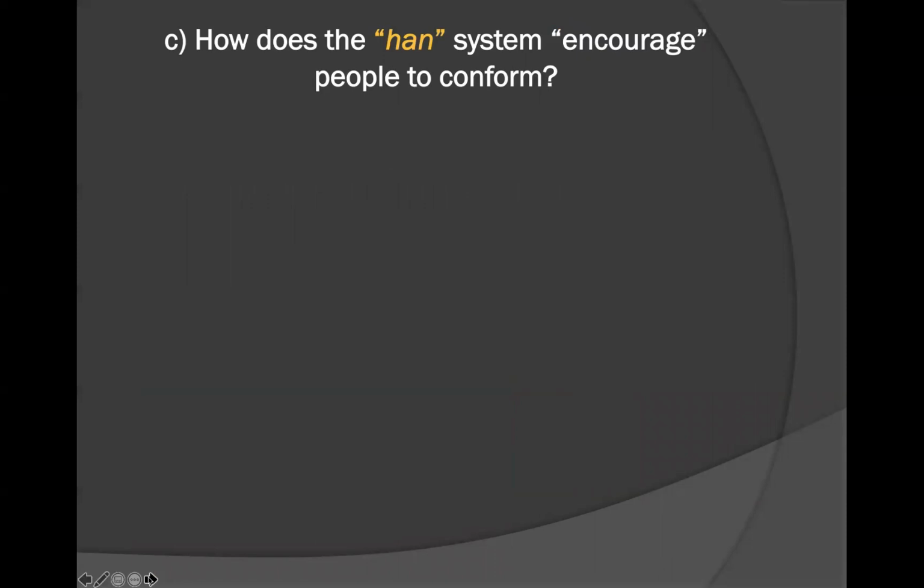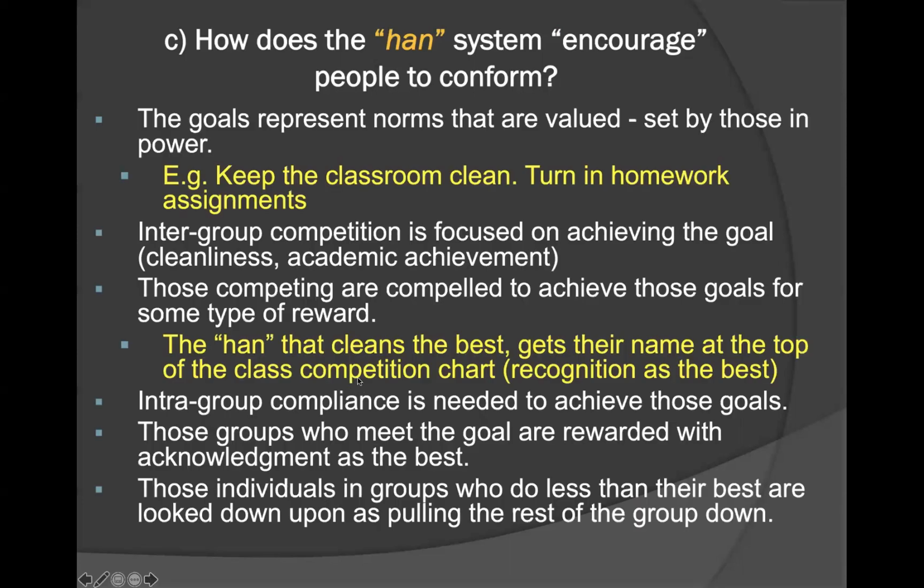So how exactly do Han groups encourage people to follow the rules? Well, first of all, let's break this down from the very beginning. The goals set out for the Han groups represent norms of behavior or attitude that are valued by whoever's in power. So for example, if it's a teacher, they might value keeping the classroom clean or turning in homework assignments on time. The Hans are basically set up to compete with each other. So it's an intergroup competition to achieve that particular goal, whether it's cleanliness or academic achievement.